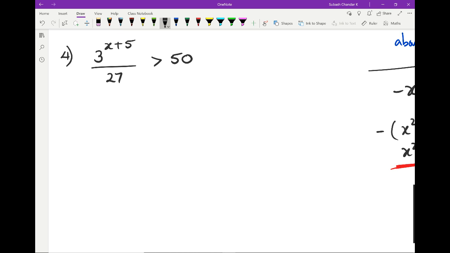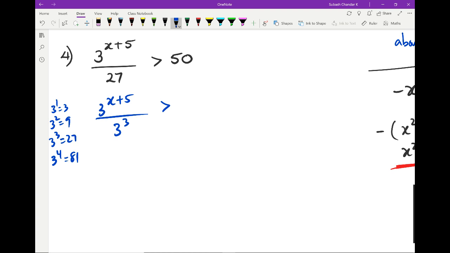So again, the first rule, 27, I can replace 27 with 3 to the power of 3, because remember that we always start off with that. 3 squared is 9, 3 to the power of 3 is 27. So I'm going to replace it with 3 to the power of 3. Now, unfortunately, I can't write 50 as 3 to the power of something, because 3 to the power of 4 equals 81.